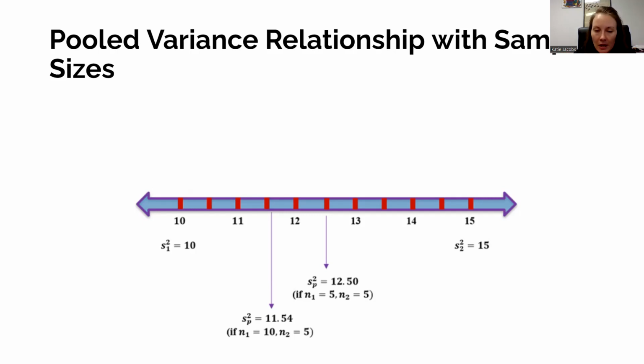However, if we look at our other one that's a little bit lower on our slide here, let's say that group 1 had a sample size of 10 and group 2 has a sample size of 5. When we pool those together and use that other formula, we see that the pooled variance actually pulls toward the group that has the larger sample size.